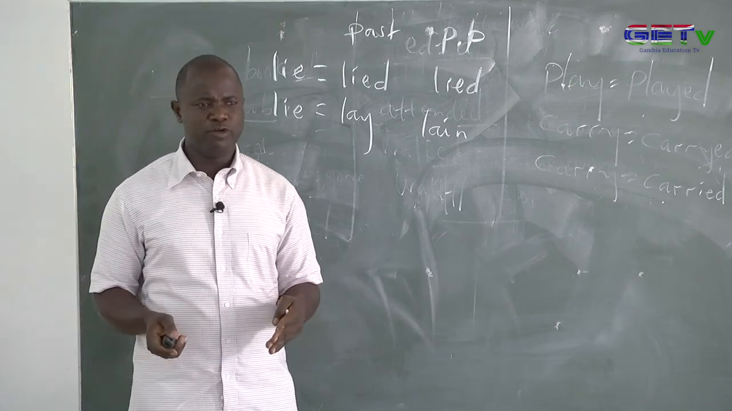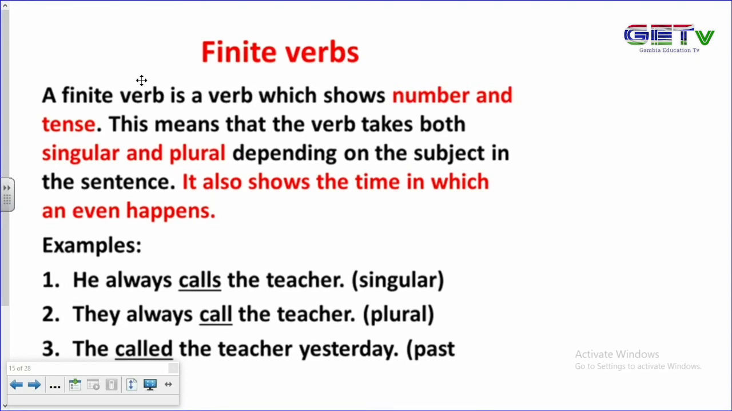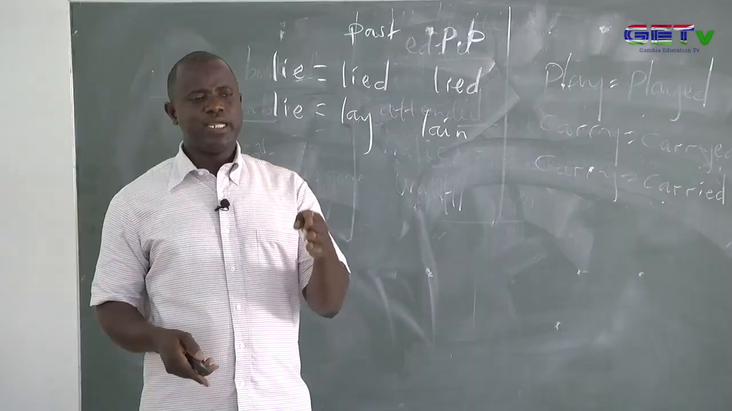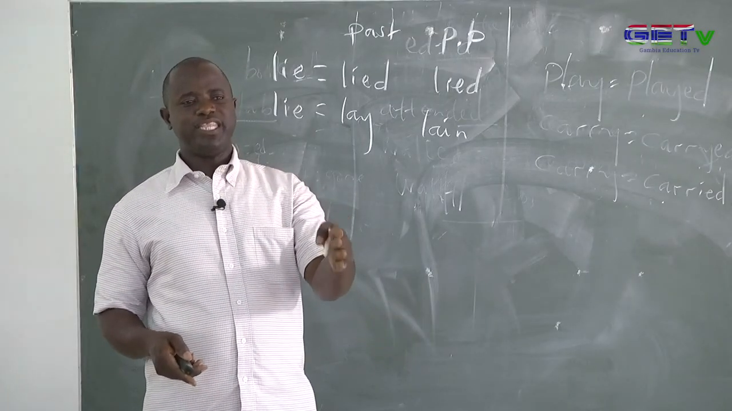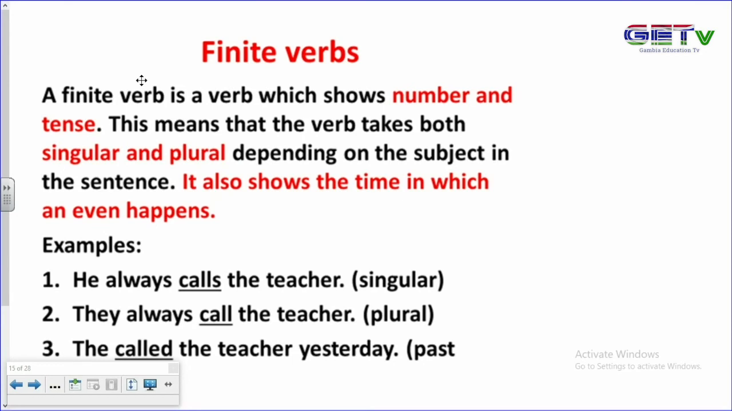Now consider the following examples. He always calls the teacher. If you look here, calls is in the singular form. And example 2, they always call the teacher, is in plural form. So you can see the number that the finite verb shows. So we said he always calls. Here the finite verb shows a singular. They always call, the finite verb shows a plural. And again, they called the teacher yesterday. Here you can see called is the past tense, which is the tense the verb shows. So they called the teacher yesterday.